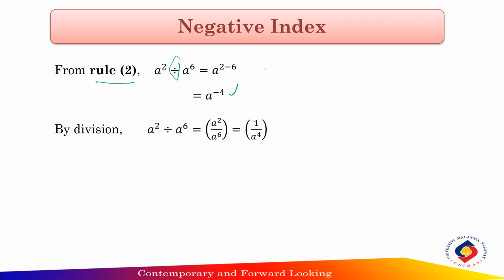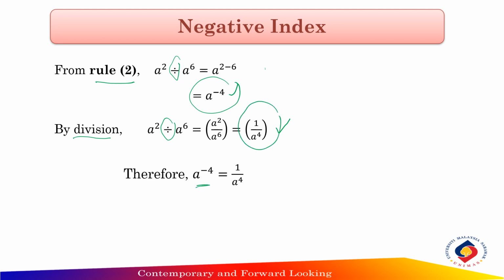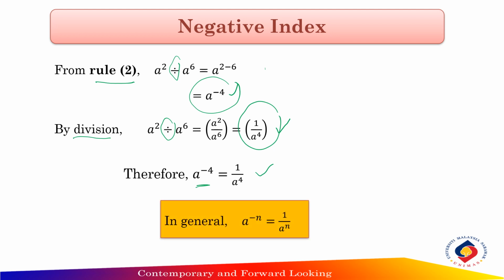And then by division, A to the power of 2 divided by A to the power of 6, you can simplify this one and you will get 1 over A to the power of 4. Therefore, we can conclude that A to the power of negative 4 is equal to 1 over A to the power of 4. In general, A to the power of negative n equals 1 over A to the power of n. So this one is negative index.